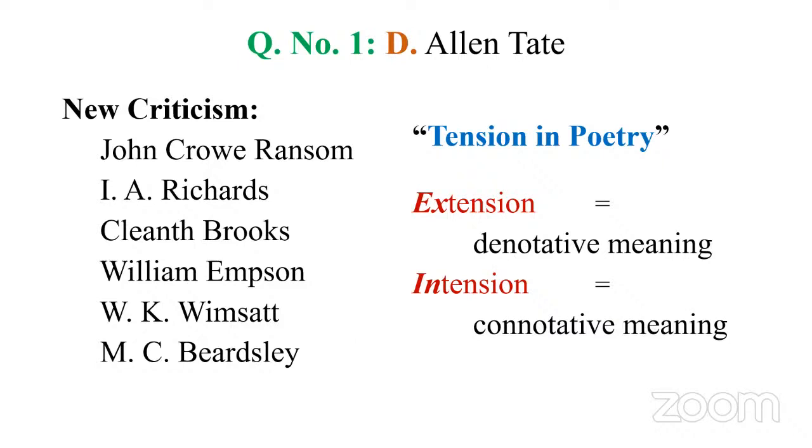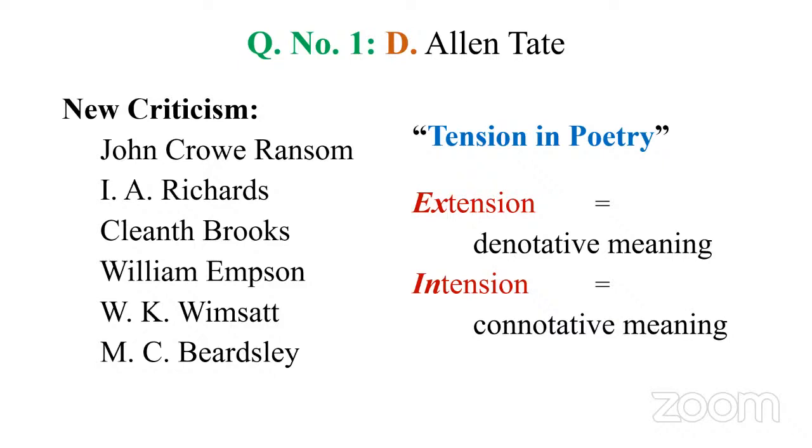And this method was introduced by I.A. Richards, one of the famous members of this school of criticism called New Criticism. Members of this school include John Crowe Ransom, I.A. Richards, Cleanth Brooks, William Empson, W.K. Wimsatt, and M.C. Beardsley. So next time they might ask which of the following are the members of New Criticism, or which are not the members of New Criticism. If you are aware of this school, then you can easily crack that question.